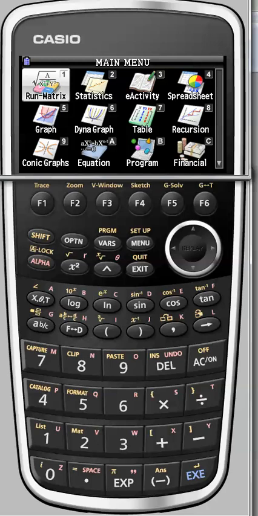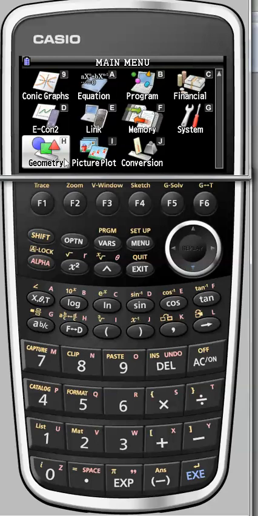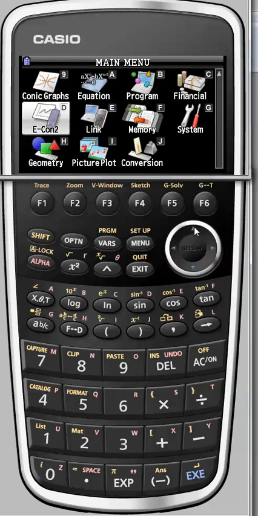First of all, you're going to notice that it looks completely different than the older TIs. We have icons. It's basically something you've used on your iPads and even on your smartphone. They have a lot of these things. And we have different types of options here, from run matrix down here to financial, and we can even scroll down to some more. Equations, we're not going to worry about a lot of this. We'll be looking at the geometry in the near future.